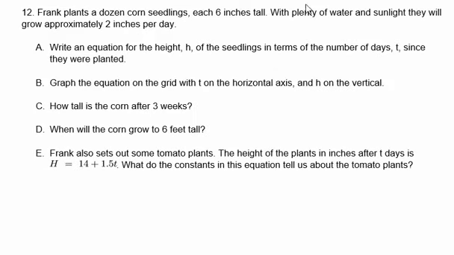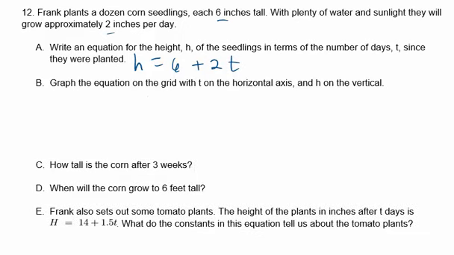It says Frank plants a dozen corn seedlings, each 6 inches tall. With plenty of water and sunlight, they will grow approximately 2 inches per day. So we want to write an equation for the height, h, of the seedlings in terms of the number of days that has passed. So h is, so initially they're 6 inches tall, and they're growing by approximately 2 inches per day. So we can say 6 plus 2t.